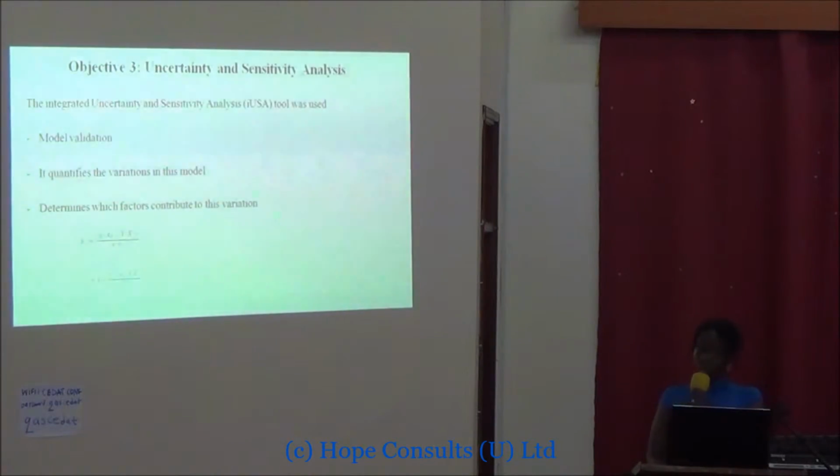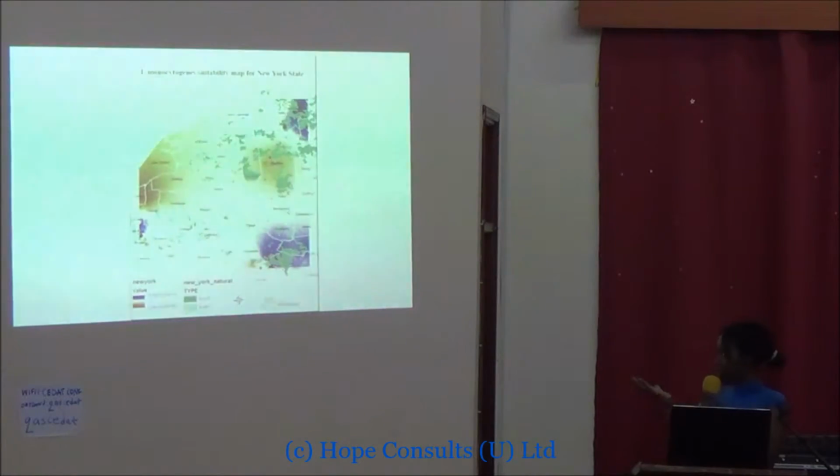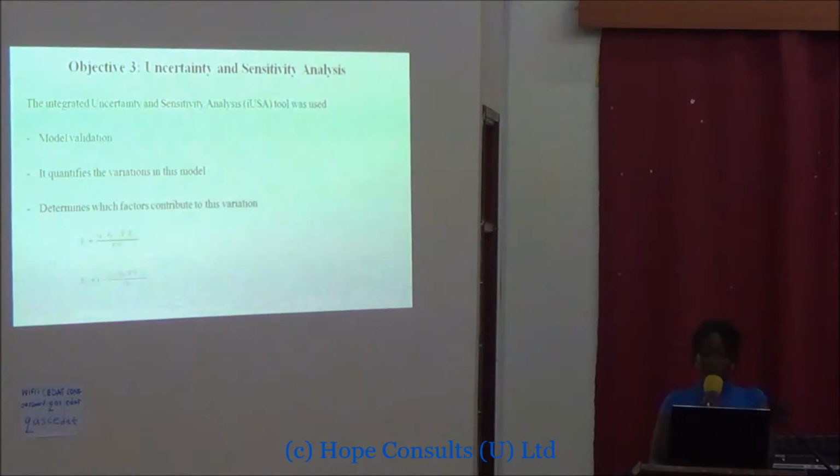And to validate my model, because this map is now my model, but I have to validate it and prove that those are the most suitable areas, and the factors that contribute to them are really the right factors. So I carried out uncertainty and sensitivity analysis using the integrated uncertainty and sensitivity analysis tool, basically for model validation, to find out the variations in this model and determine which factors contribute to the variation.